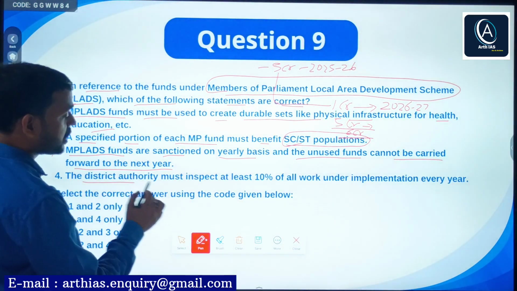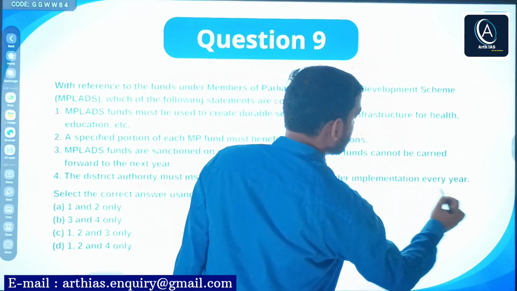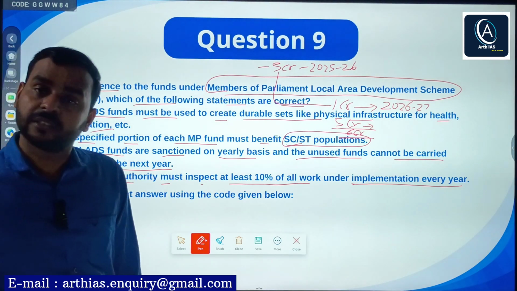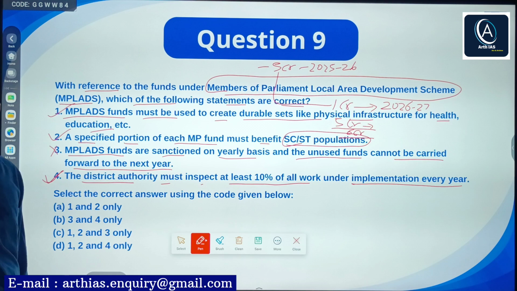Next, the district authority must inspect at least 10% of all work under implementation every year. Yes, this statement is correct. So you can clearly see statements 1, 2 and 4 are correct.